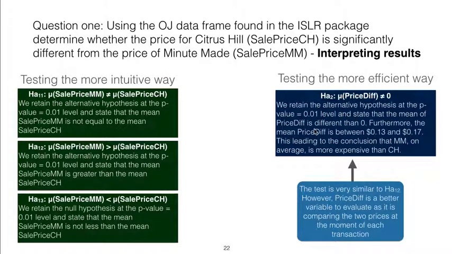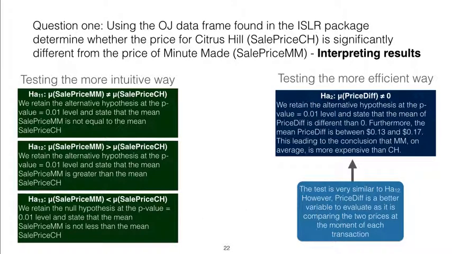The mean difference is different than 0. Furthermore, the mean difference is between 13 and 17 cents. I've rounded these numbers. This leads to the conclusion that Minute Maid, on average, is more expensive than Citrus Hill. The test is very similar to HA12, but is better because it's evaluating, again, the prices at each store for each week at the moment of the transactions.